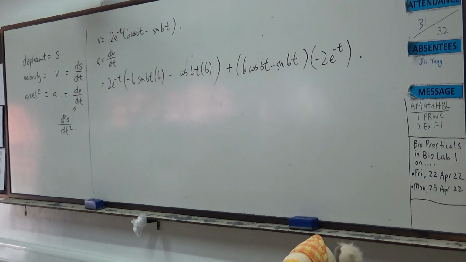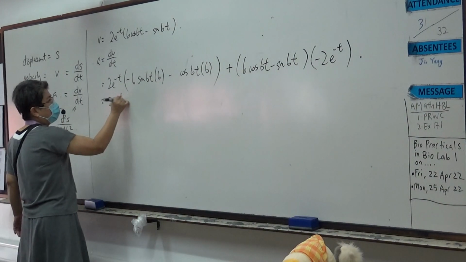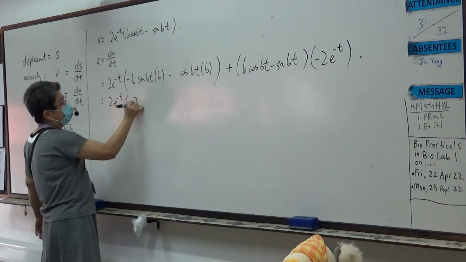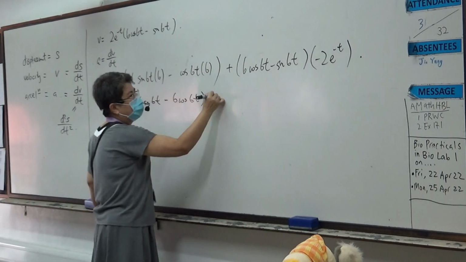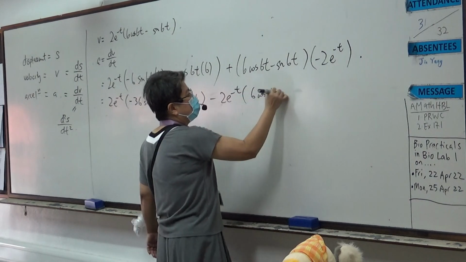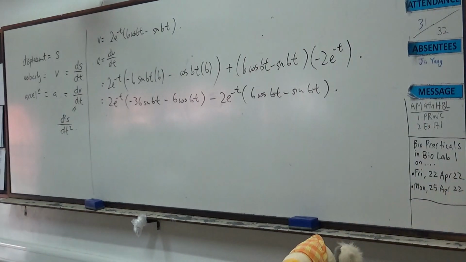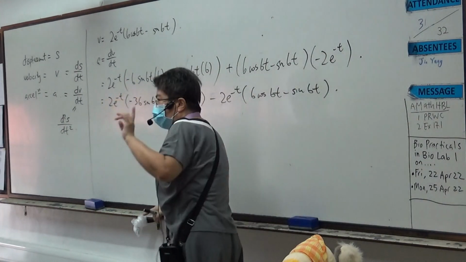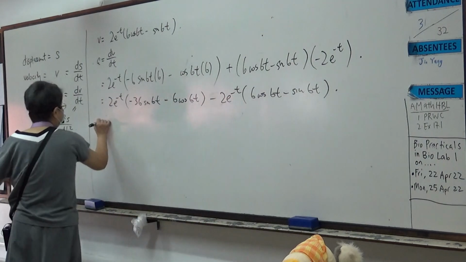Everybody okay? Now I'm going to simplify this. All of you look. This one will become negative 36 sine 6t minus 6 cosine 6t, plus, sorry, I can put a minus, 6 cosine 6t minus sine 6t, right? Okay? Now, I can take out a common factor, which is what? 2e to the power of minus t. Okay? Now all of you look up.